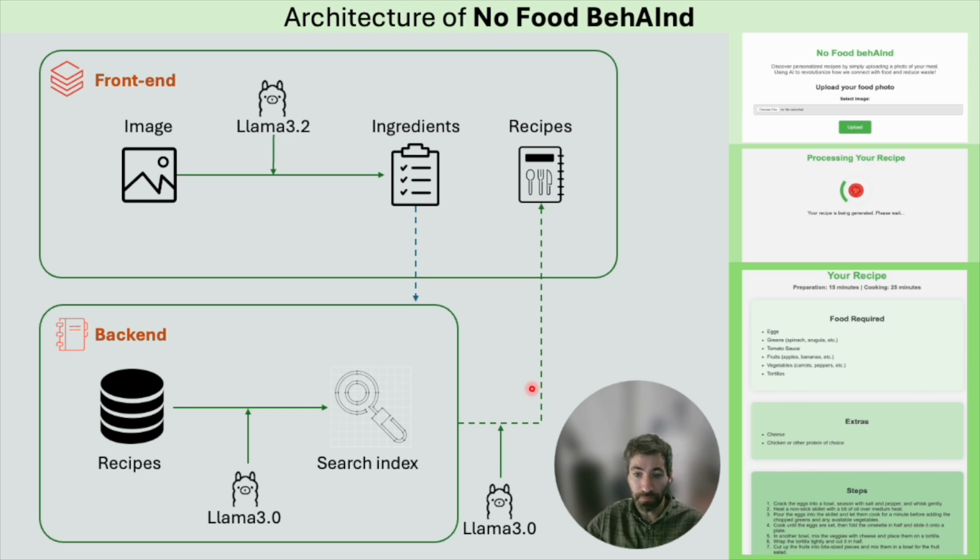in the last screen of our app, where we have a list of food and ingredients that are required, a list of extras that potentially can be used to add flavor and personalize the recipe, and a clear and comprehensive list of steps that will guide the user through the creation of the recipe.